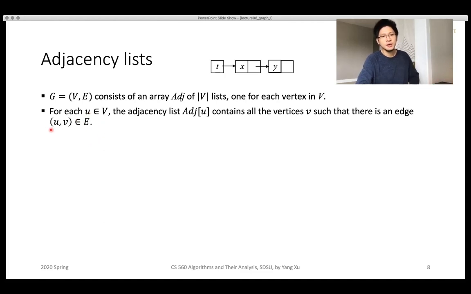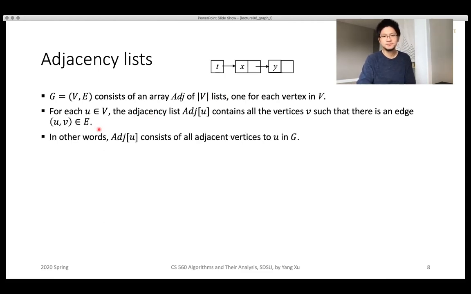Okay, so here the (U, V) within the parentheses represents an edge from vertex U to vertex V. Basically speaking, the list Adj of U contains all the neighbor vertices of U, where there is a direct edge from U to V. We also say all the vertices in Adj of U are the adjacent vertices to U within the graph.